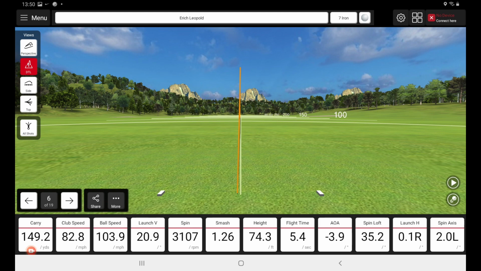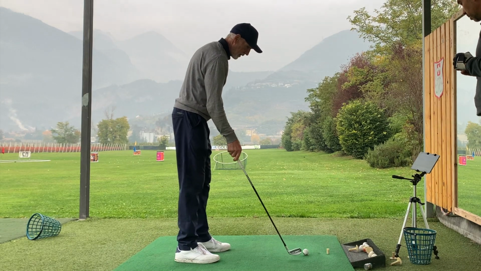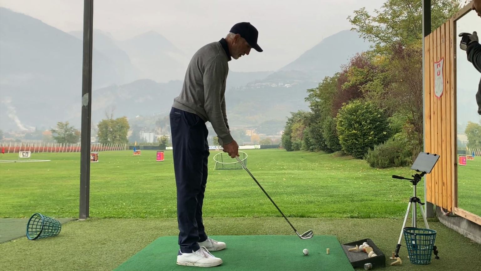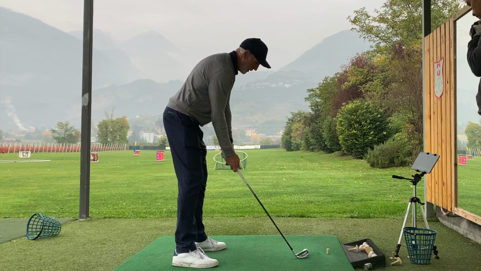So I think a lot of people do that without seeing the dynamic loft numbers. That's why it's important to see that number. So I have Manolo with me. He's going to hit some shots, and he's basically the opposite of me. He de-lofts the club quite a lot.